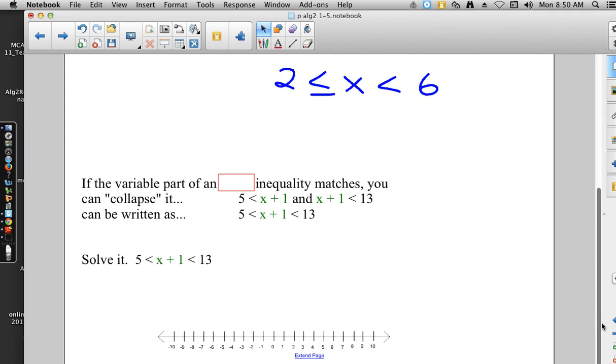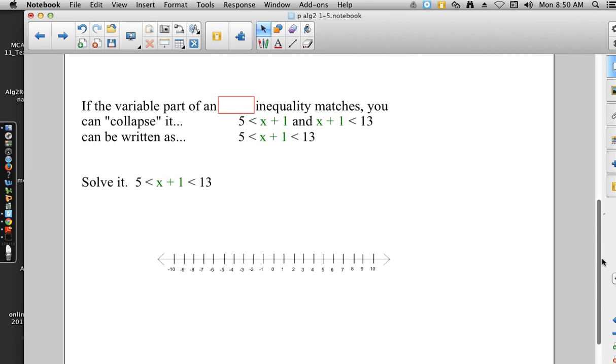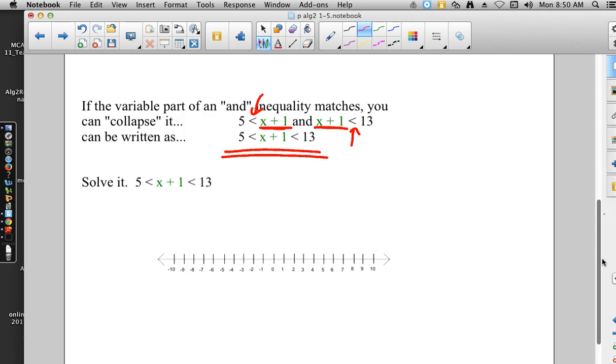It's very rare that we see them written all goofy like they are in some of these, but they're just trying to get across that we can do them this way. So if the variable part of an and inequality matches, we can collapse it and write it immediately as that and sandwich. Notice right here that the variable is exactly x plus 1 in both of those situations. So what that means is it is both greater than 5 and less than 13. So we go to the compound inequality of the and sandwich right away. It's sandwiched between the two numbers.